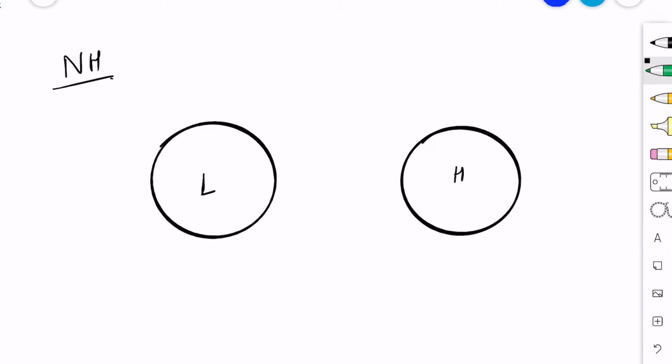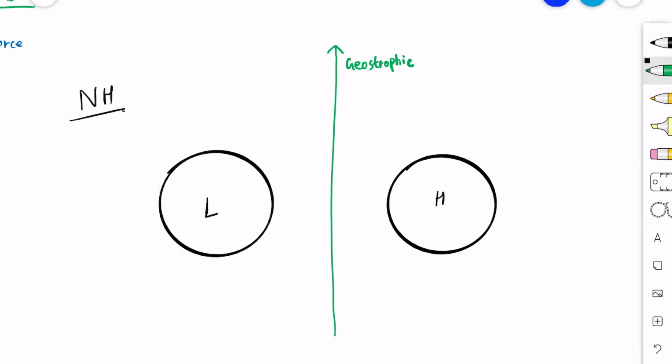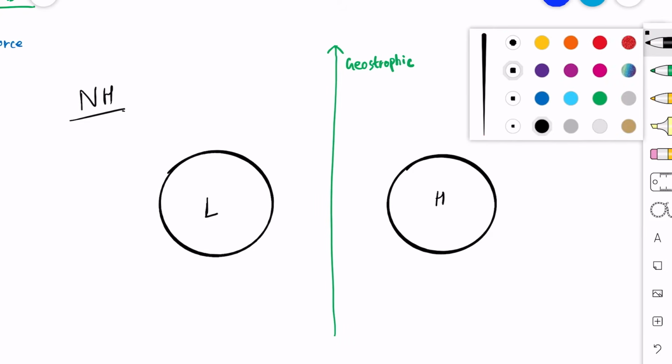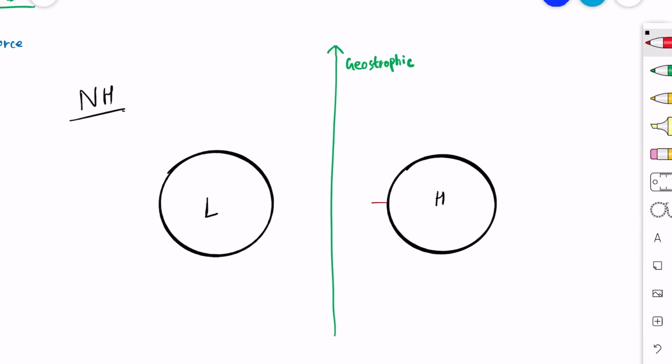We saw that the geostrophic wind will blow like this, completely straight. Now let's talk about the high pressure and the low pressure separately. In the high pressure system, the pressure gradient force will be in this direction, from high to low. And the Coriolis force will be to the right because it's in the northern hemisphere. So this is the Coriolis force, this is the pressure gradient force.